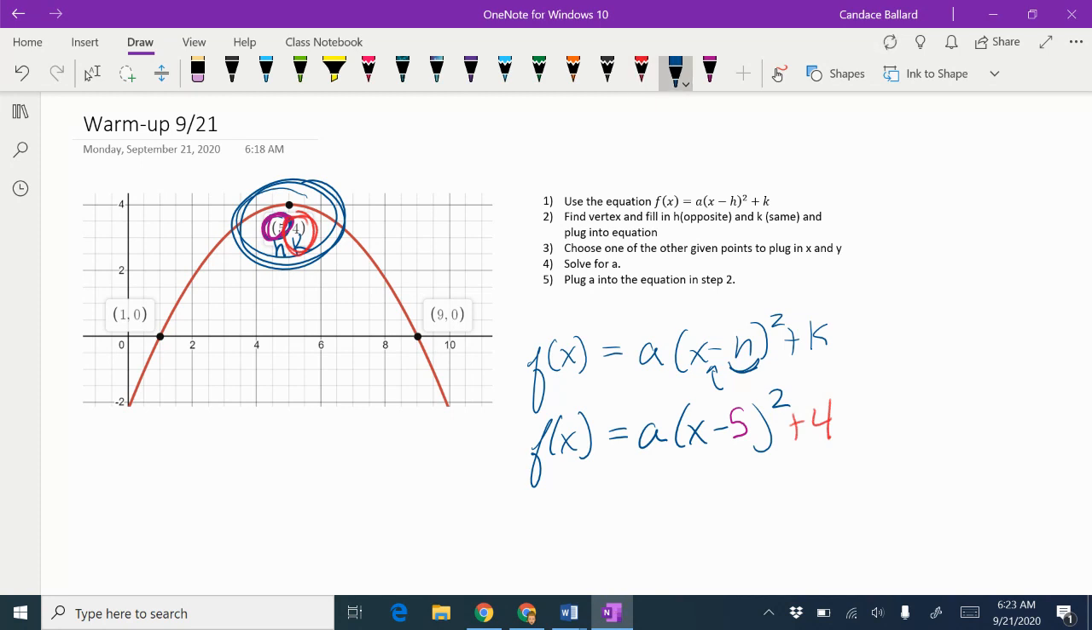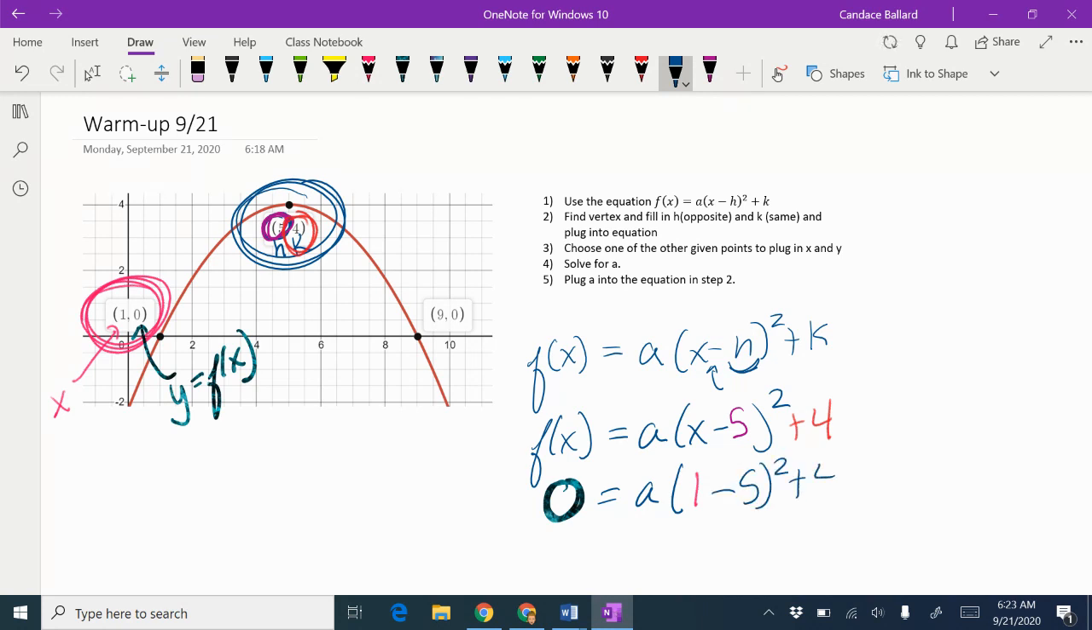Now we're going to choose one of the other points. It does not matter. You can pick your favorite one. I am going to choose 1, 0. I am now going to plug the 1 value in for the x, and the 0 value in for the y, which in our case is f of x. So I'm going to put 0 in for the f of x equals a. I'm going to put 1 in for the x minus 5 squared plus 4.